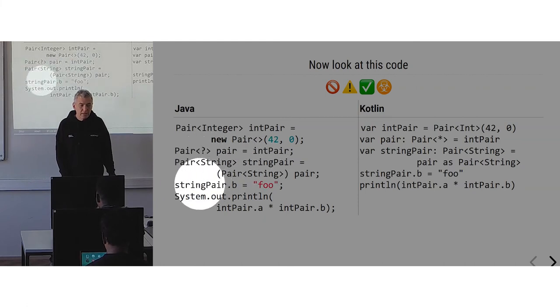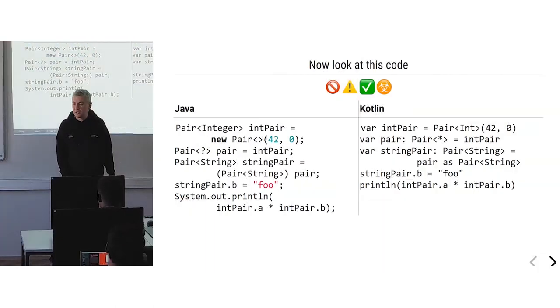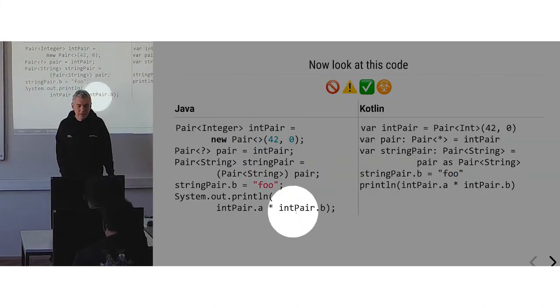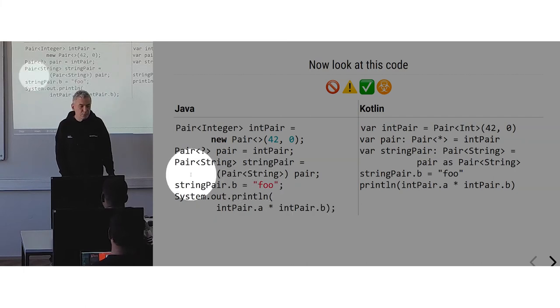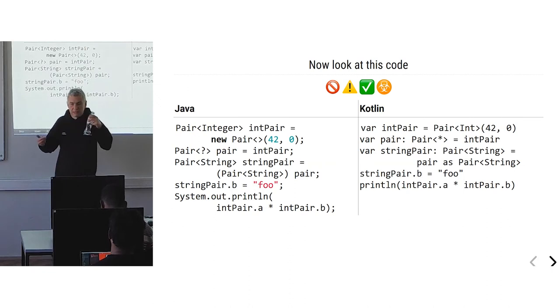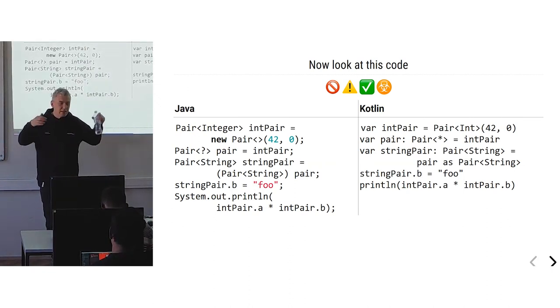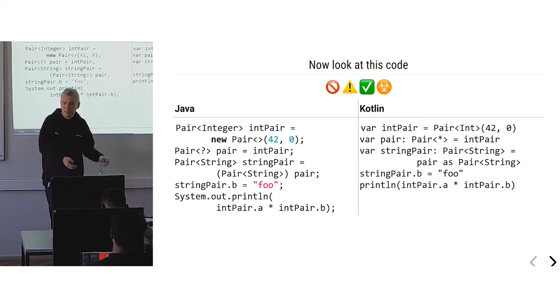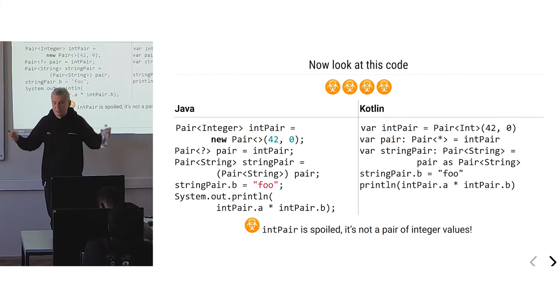Now, since it's a string pair, at compile time it's correct to assign foo as the second element of this pair. And now we are going to print the product of the two elements of intPair. But the string pair is still the intPair because it refers to the same object in memory. So what's going to happen here? We are going to have a runtime exception. And at this point, we will have a spoiled mutant object, which is neither a Pair of integers nor a Pair of strings, because its first element is an integer and the second element is a string. My congratulations, we've done heap pollution. We just fooled around type checking both in Java and in Kotlin.